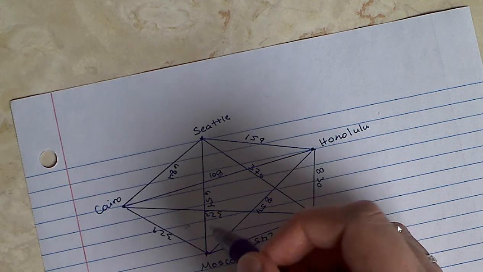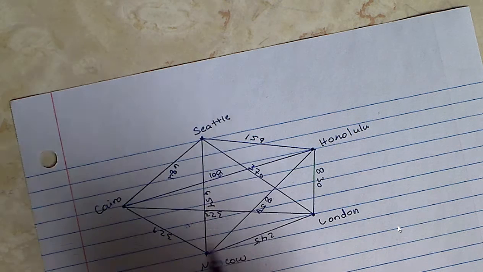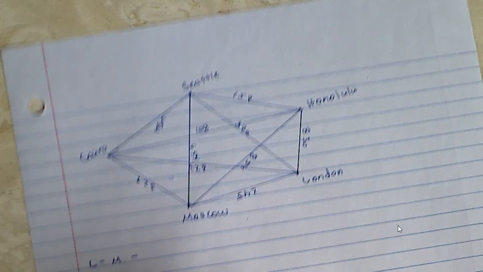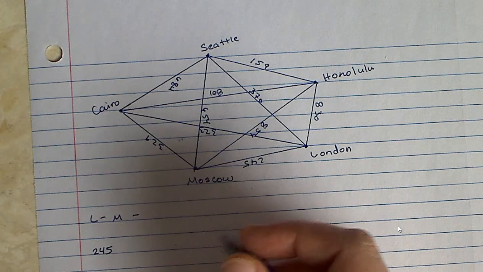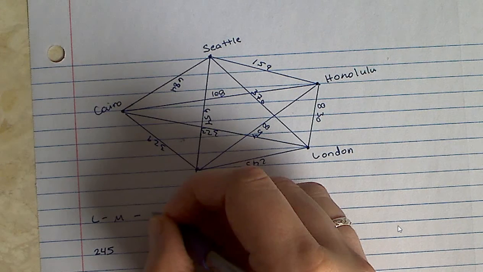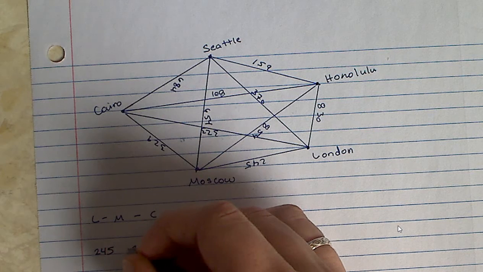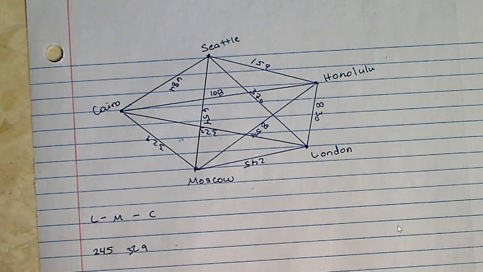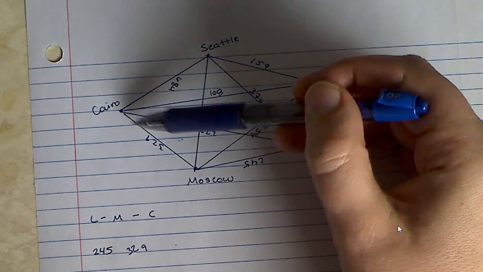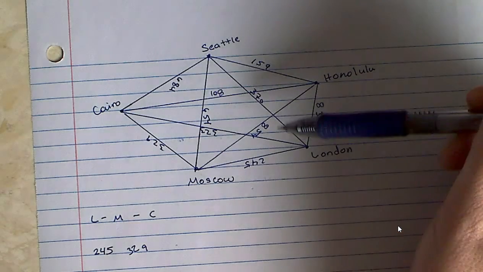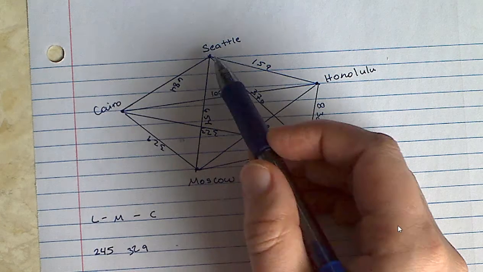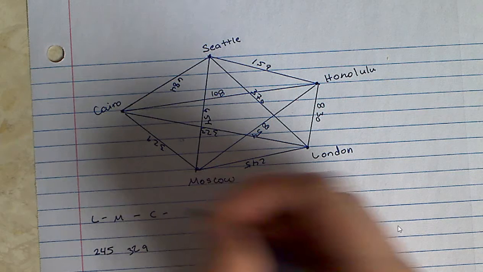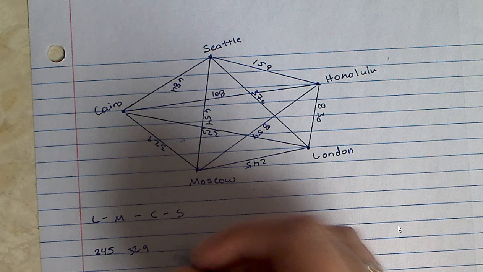From Moscow, you've got 854, which is to Honolulu, 654, which is to Seattle, and 329, which is to Cairo. So which is the cheapest from Moscow? 329, which goes to Cairo. Now from Cairo, you're going to take the cheapest. You can't go to Moscow or London because you've already been there. So your options are either Honolulu, which is $801, or Seattle, which is $684, which is the cheapest. So you're going to go to Seattle, which adds another $684.